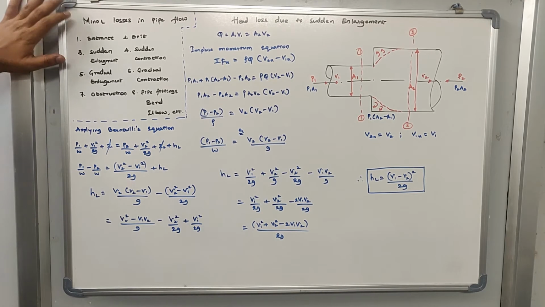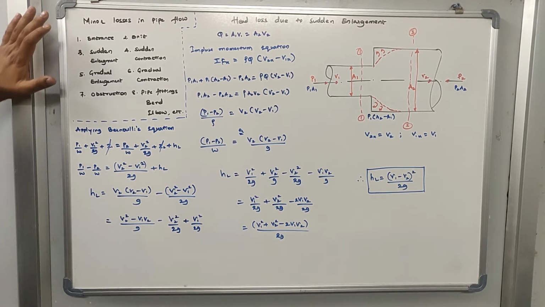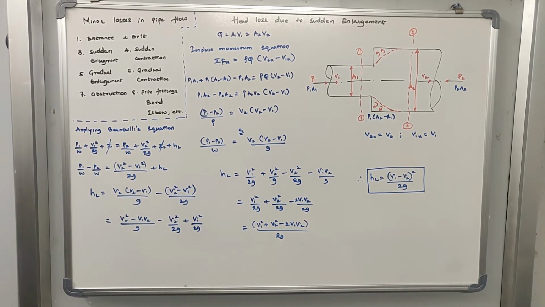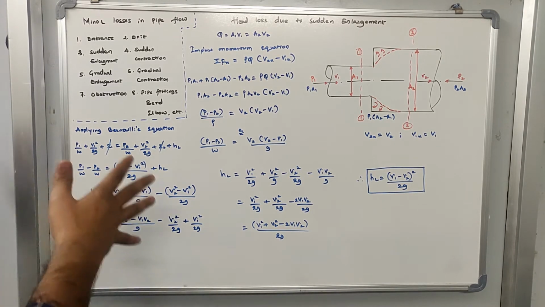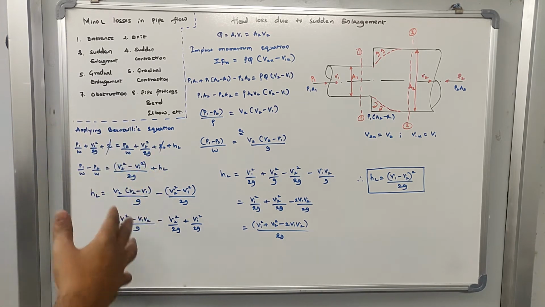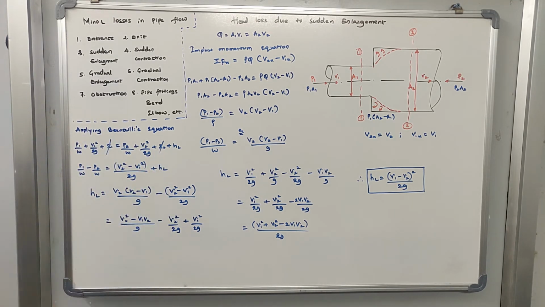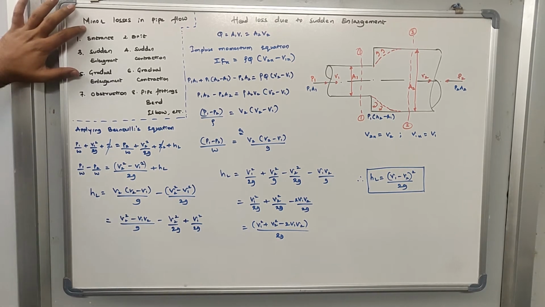are going to understand. Okay, the first is entrance. When the water enters from a tank or a reservoir into a pipe, there the energy is suddenly reduced because the water has potential energy. That potential energy gets converted into kinetic energy, right? Whatever water you have in a tank or a reservoir is static water. So when that static water gets converted into kinetic energy, in that process there is an energy loss, which is called entrance loss.